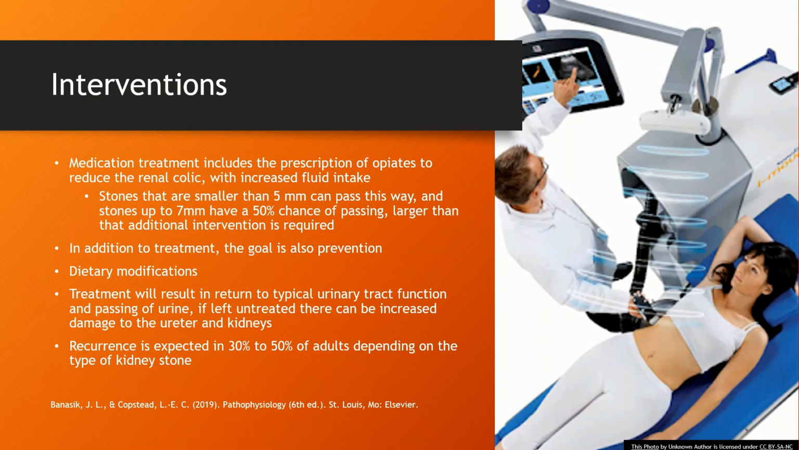After intervention and passing the stone, the typical urinary tract function should be going on with voiding urine without any pain or smells, or pH levels should go back to normal. If left untreated, there can be increased damage to the ureter and kidneys. Also, you're not going to be passing urine, so you're going to end up in the hospital anyway. Recurrence is expected in 30% to 50% of adults, depending on the type of kidney stone. So really want to look at those dietary modifications if you've already had one to try and reduce those numbers.